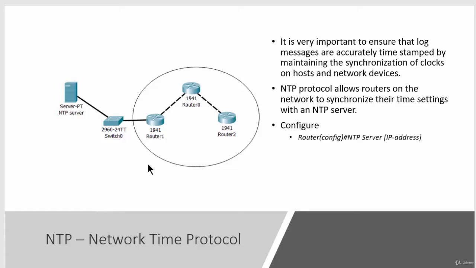Because many of the things involved in the security of a network, such as security logs, depend on an accurate date and timestamp. Seconds matter when dealing with an attack because it is important to identify the order in which a specified attack occurred. The NTP protocol allows routers on the network to synchronize their time settings with an NTP server. This command allows the router's clock to be synchronized by an NTP time server.